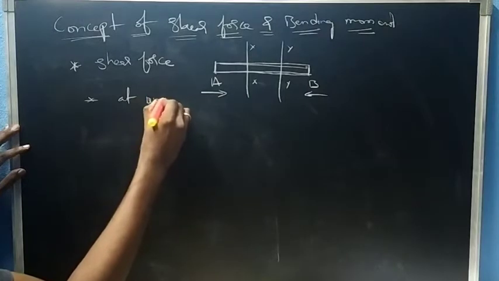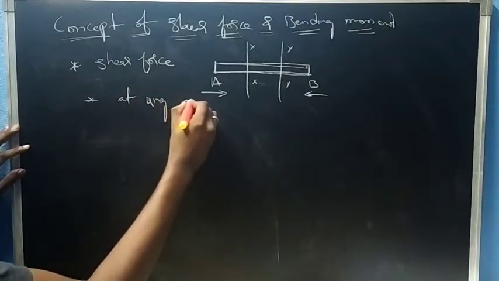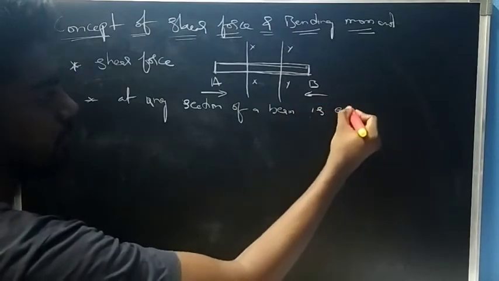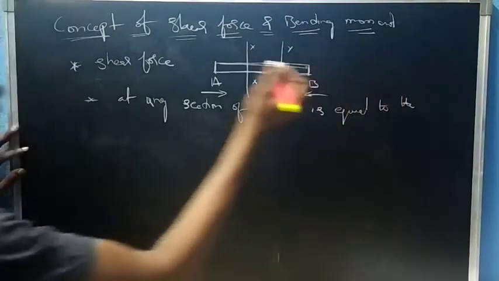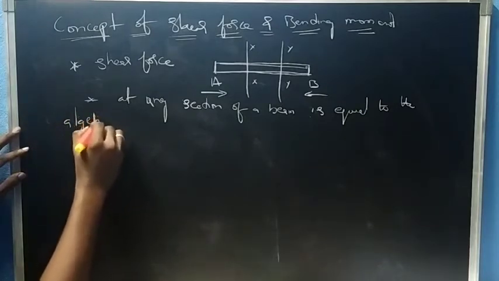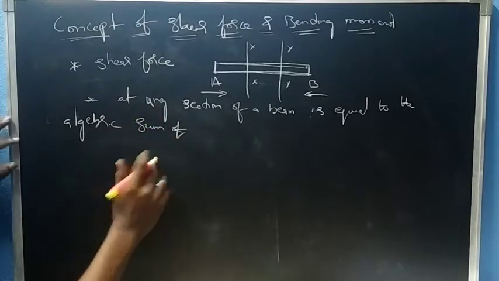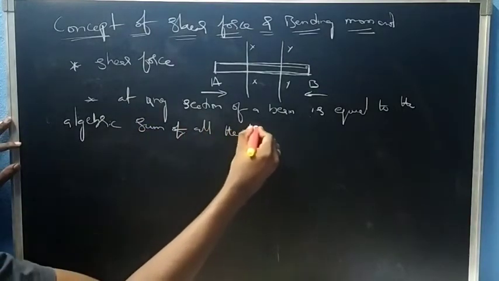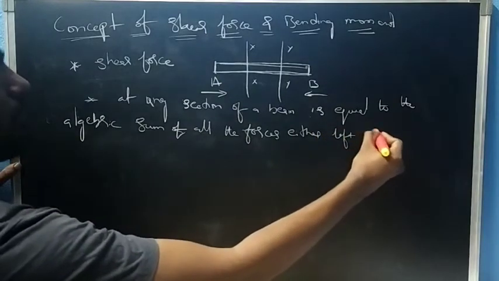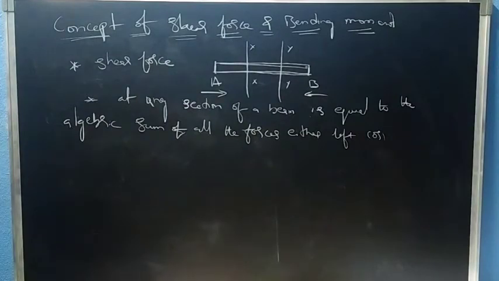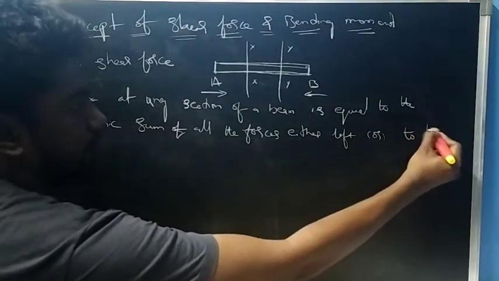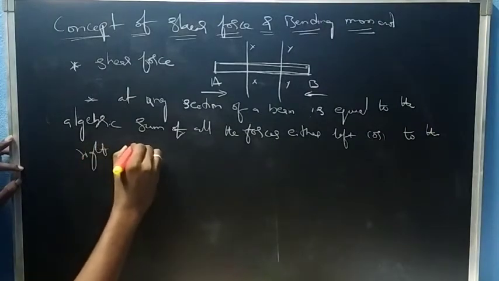At any section of a beam is equal to the algebraic sum of all the forces, either from left or either from right, or to the right of the section.